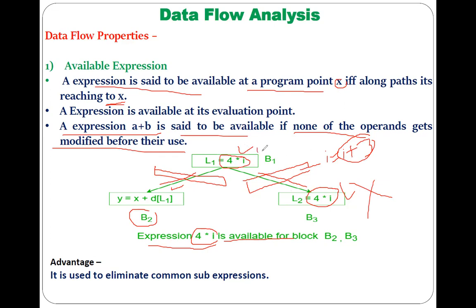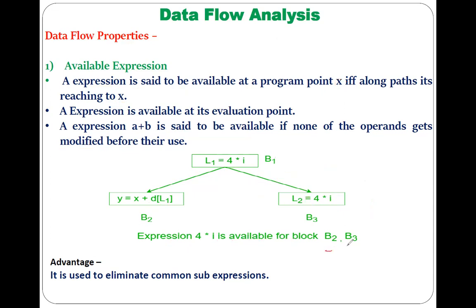when this expression goes from B1 to B3, its operands should not get changed, meaning neither 4 nor the I value should get changed. If the I value gets changed, then we cannot say the expression 4 into I is available at B3. Or even if it gets changed somewhere here, then you cannot say the expression 4 into I is available at B2. So 4 into I must reach B2 or B3 without modifying the value of I. Then and only then can you say 4 into I is available for the next part of the program, that is B2 and B3.